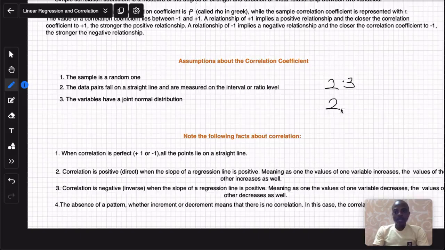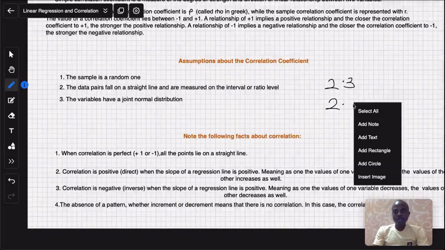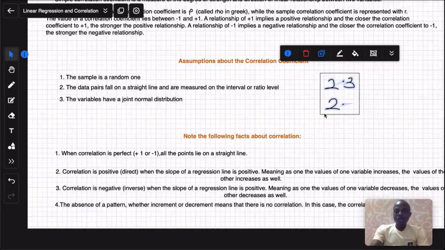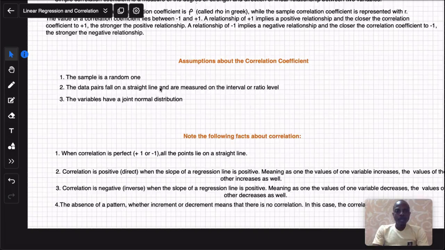But if you have metrics like 2 points, just remember your continuous variable. Remember we talked about continuous and discrete variables. So when the variable is continuous, then you can look for what we're talking about here, the correlation coefficient. You can look for that. Now the variables have a joint normal distribution.